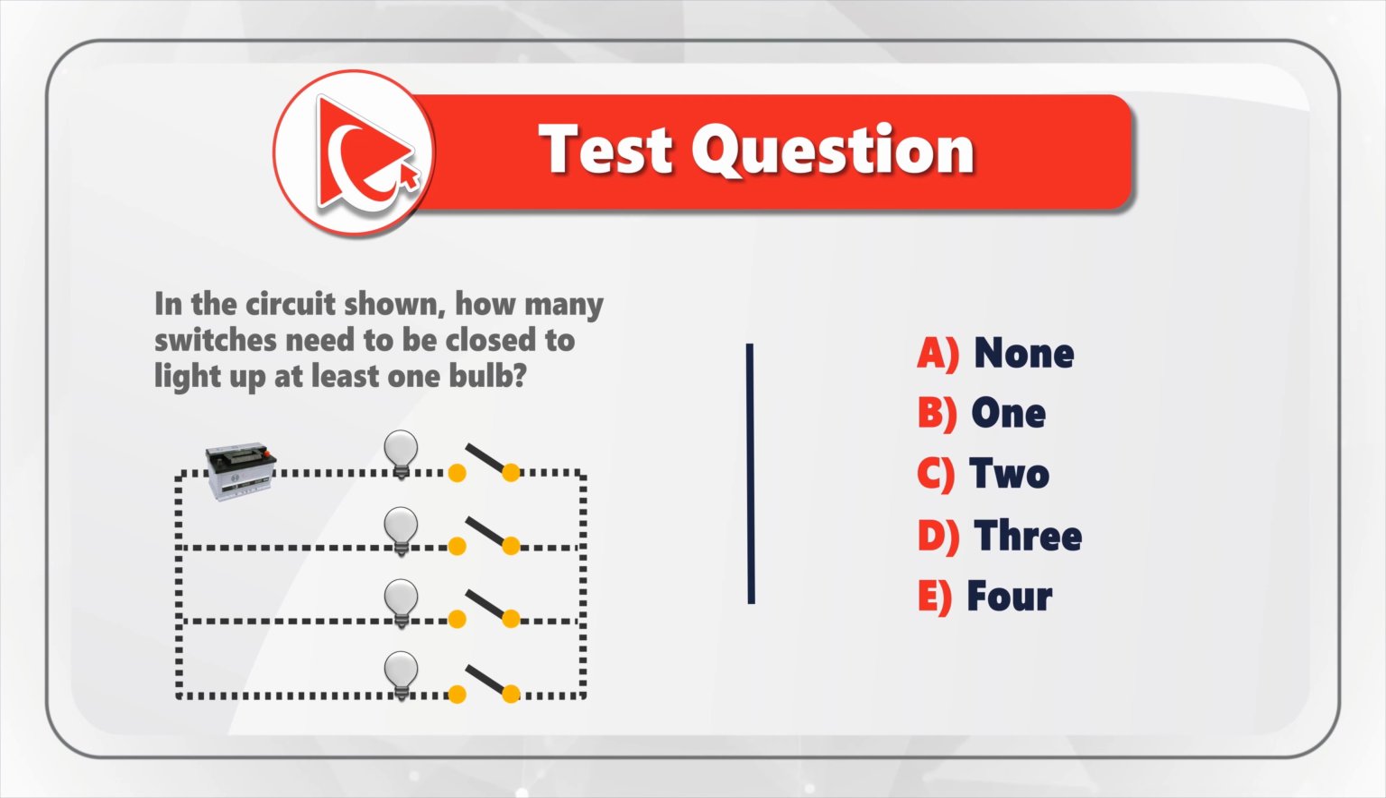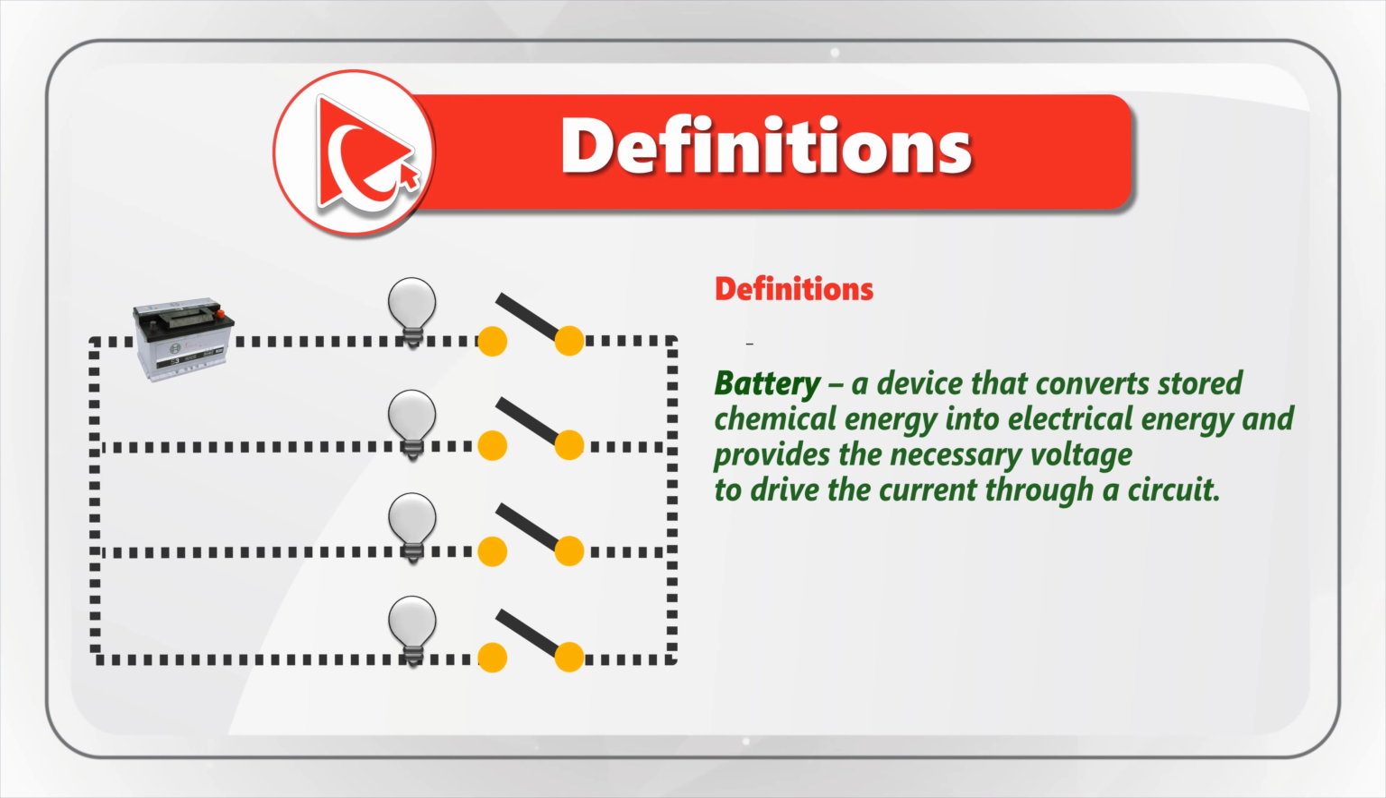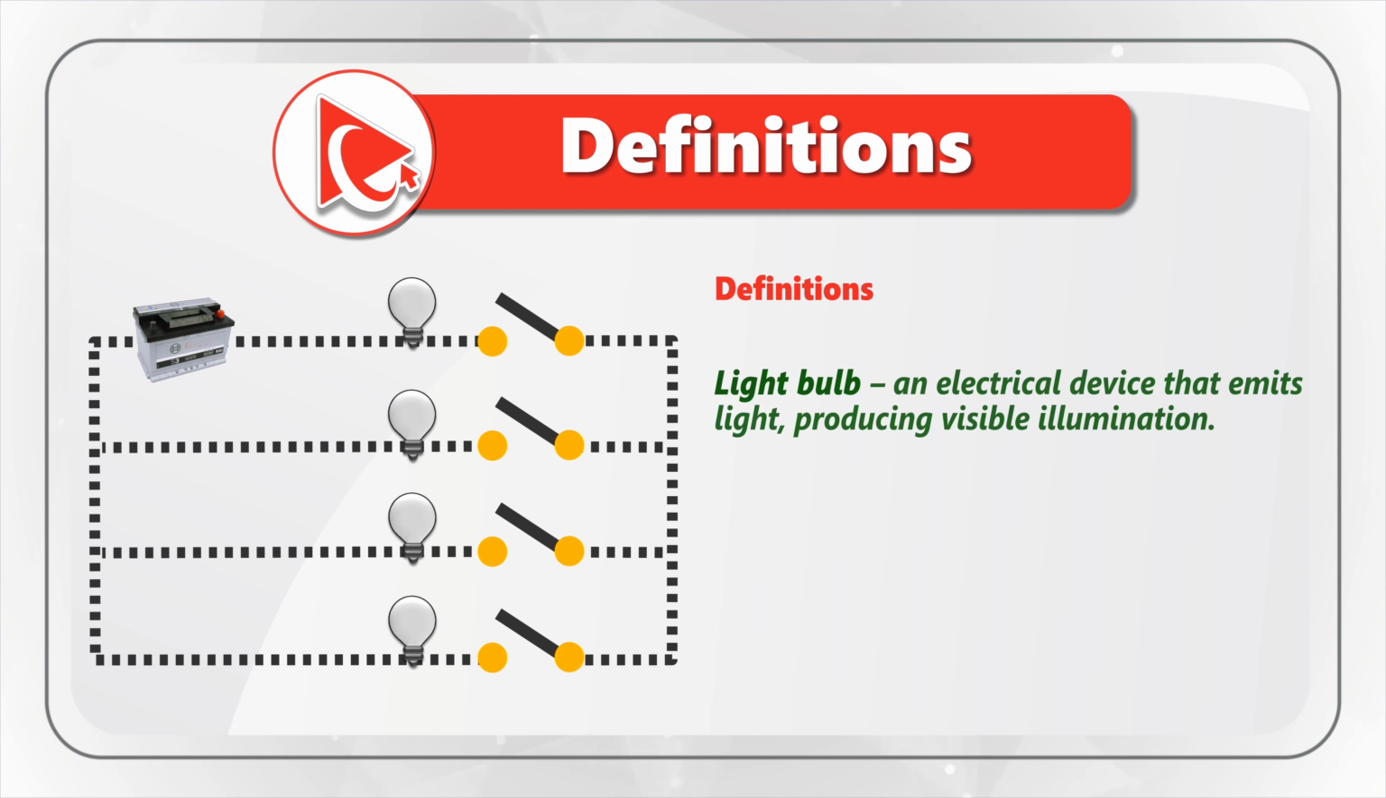Let's start with the definitions. We're dealing with multiple devices here. So let's look how do we define each one of them. Let's start with the battery. Battery is a device that converts stored chemical energy into electrical energy and provides the necessary voltage to drive the current through the circuit. Next one on the list is the light bulb. It's an electrical device that emits lights, producing visible illumination.